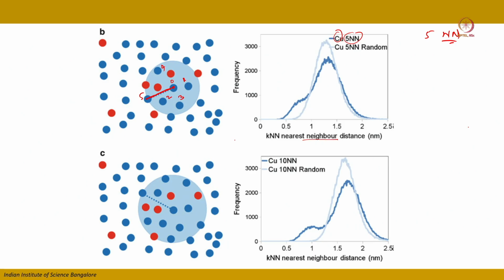Similar analysis will be done for each atom. So this is the first, second, then you will have a third, it might be fourth, and this might be the fifth. This particular distance is measured and plotted as a frequency against the KNN nearest neighbor distances. Similarly, you can plot the 10th nearest neighbor distribution.